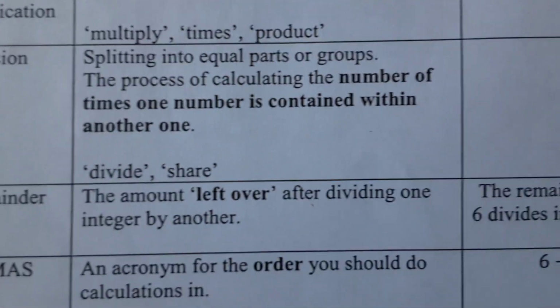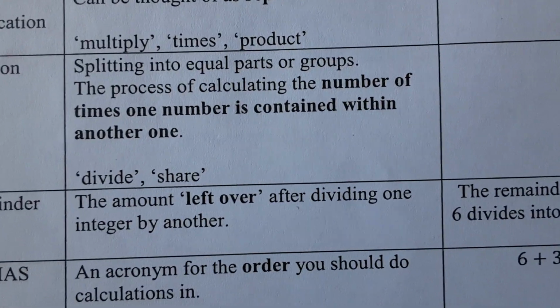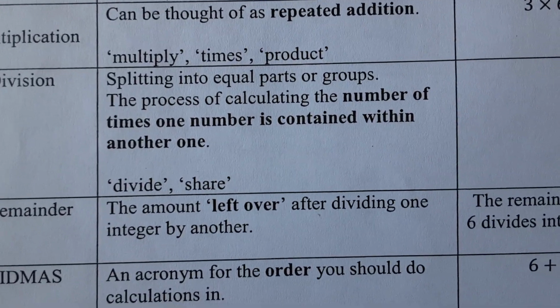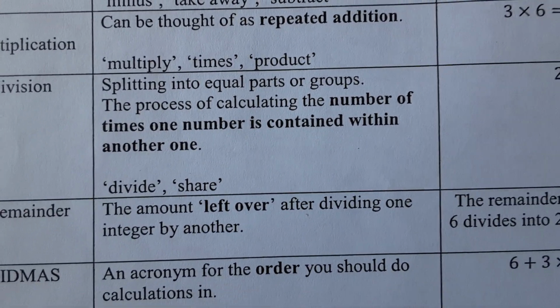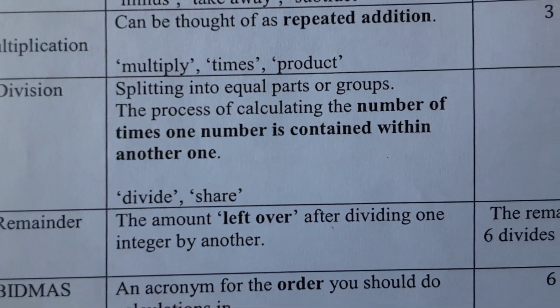So imagine I had 6 sweets and I had 3 people. I was going to share them equally. I would give them 2 each. But if I had 7, I would have 1 left over, okay? So that would be my remainder. And we are going to come across it in the next one, what a remainder actually is.